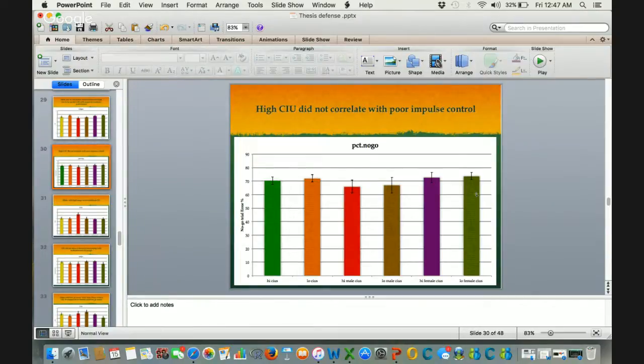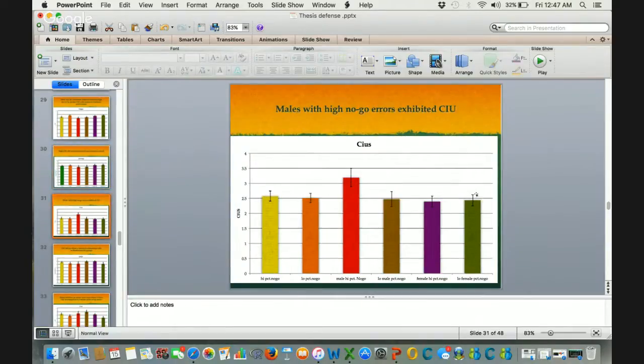Then we want to focus more on the actual go/no-go test, and we want to look at the percent of no-go errors, which highlights impulsivity. So we saw that high compulsive internet use did not correlate with poor impulse control. But interestingly, when we switched it around, we saw that males who had a higher error percentage in the no-go trials exhibited compulsive internet usage.